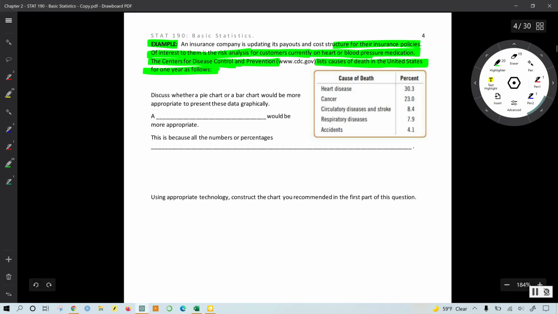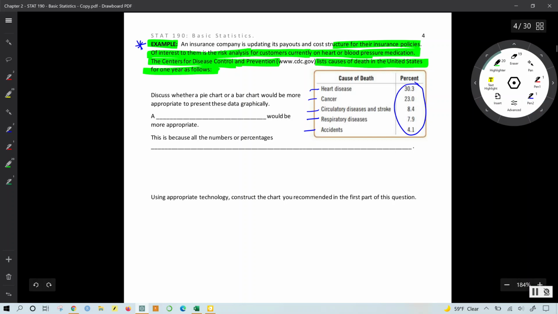In the last video, we started considering this example on your screen. We're told that an insurance company is updating its payouts and cost structure for their insurance policies. Of interest to them is the risk analysis for customers currently on heart or blood pressure medication. The Centers for Disease Control and Prevention lists the causes of death in the United States for 1 year as follows. You have the different causes of death: heart disease, cancer, circulatory diseases, respiratory diseases, and accidents. And then we're given the respective percentages.